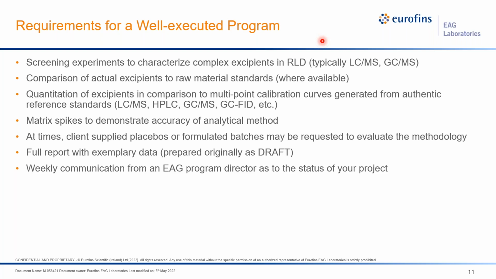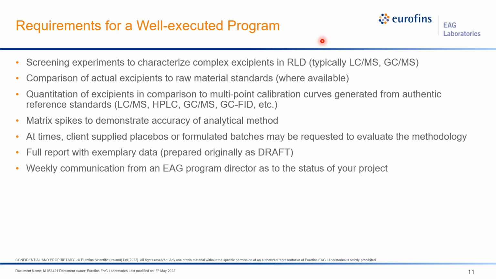We need to look at different complex excipients, different grades of those complex excipients, and compare them and identify the correct one for your formulation. Again, Q1 is important. We have to have the same grades. When it comes to how we proceed at that point, we generate these multi-point calibration curves where possible with authentic reference standards. Then we do duplicate preps, duplicate injections, as well as a matrix spike.